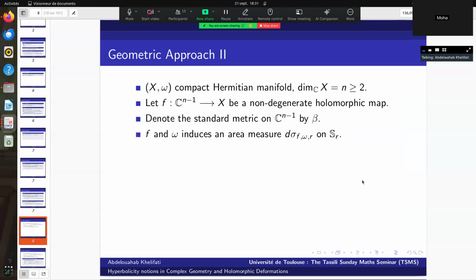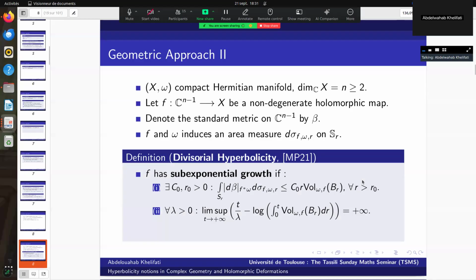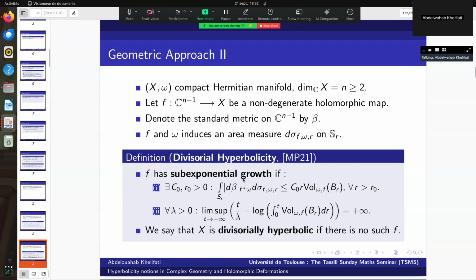Okay, thank you. So as the first condition, we would like to take it out because it actually prevents us from showing that Pn is not divisorially hyperbolic in this sense. And this is very bad for this notion. But until now, we can't do much without this condition. So what we call divisorially hyperbolic.